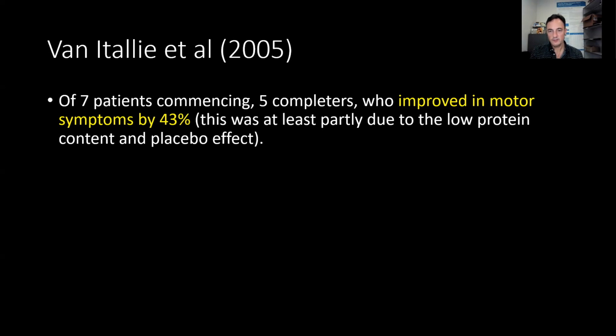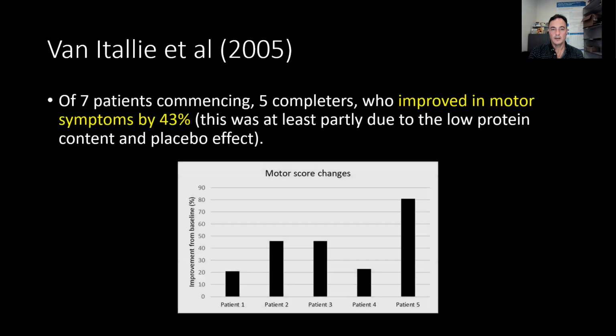So I'm sure that part of that, at least, was due to the low protein content, and part of it would have also been due to the expectation of benefit or placebo effect, which, as we know, is quite powerful in Parkinson's, and it's along the lines of 20%. So it's conceivable that the majority of that benefit was actually due to the low protein content and placebo effect. But if you do want to look at the improvements per patient, here they are. So improvement from baseline as a percentage. The patient that improved the least, patient 1, improved by 20%, and patient 5 on the right improved by 80%, average 43%. So quite encouraging, but again, there were some limitations there.